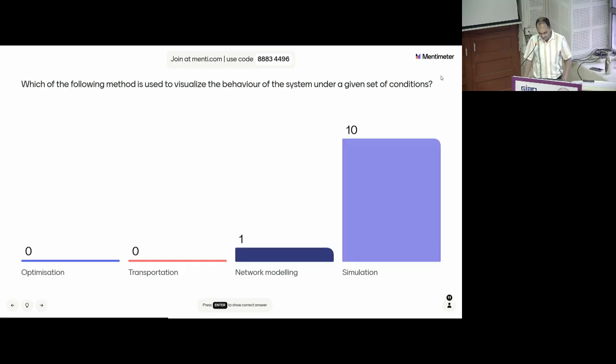Simulation is the correct answer, because we model the supply chain network with the help of simulations to find out or to study the behavior of that system under a given set of conditions. If you want to see the dynamic nature of that system, then only we go for the simulation.